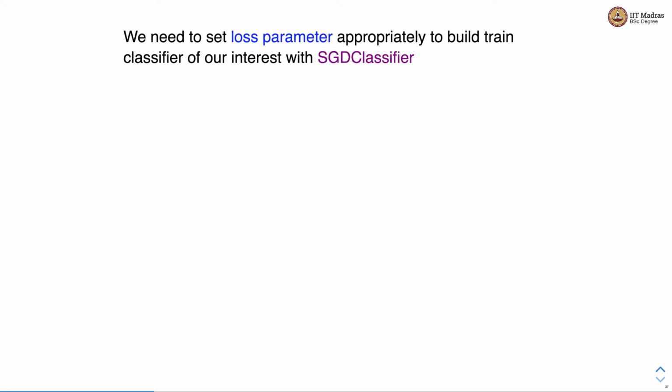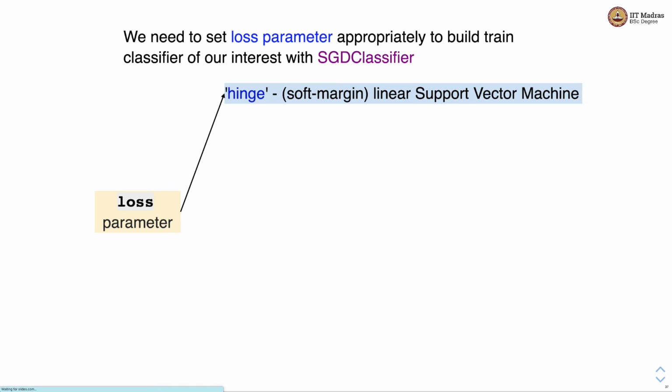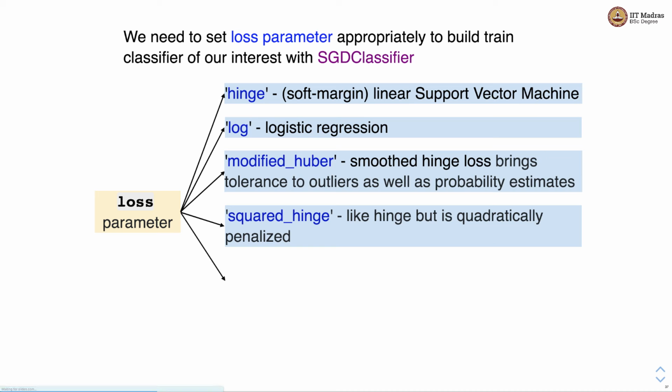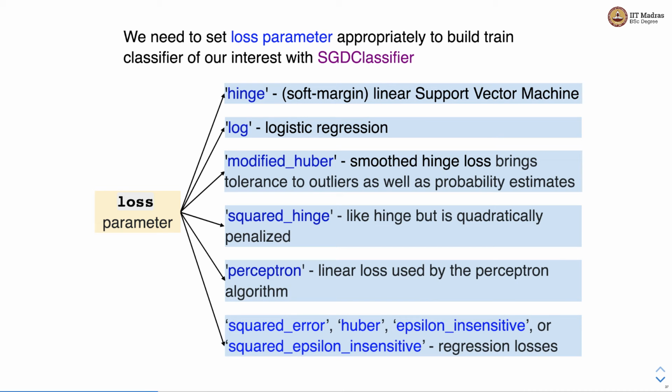The way we can customize the SGD classifier is by setting the appropriate loss function. Let's look at the different options for the loss parameter. We can use hinge loss, log loss, modified Huber loss, squared hinge loss, perceptron loss, and squared error loss. The hinge loss is used for linear support vector machine. When we set the loss to log, we are effectively training a logistic regression model.